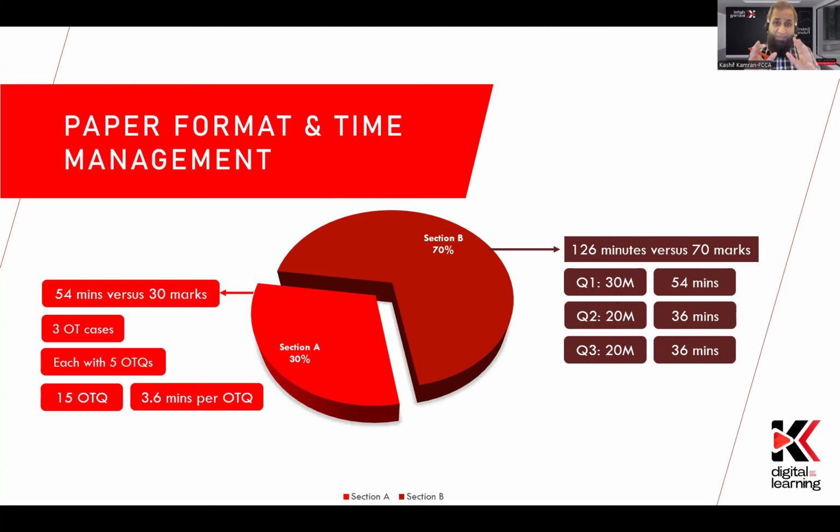So this is what the paper looks like. You have Section A with 15 OT questions and 3 OT cases, and you have a total time of 54 minutes. On Section B, you have 126 minutes for the 70 marks of the paper. And I've given you the breakdown of questions 1, 2, and 3 and how the split of marks will be.